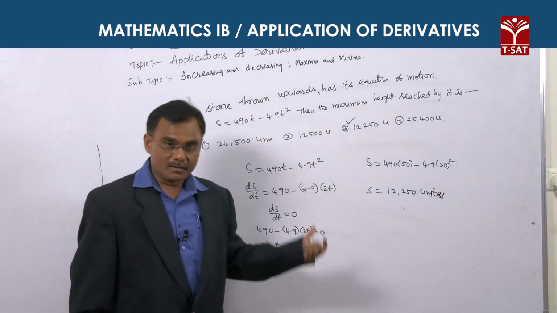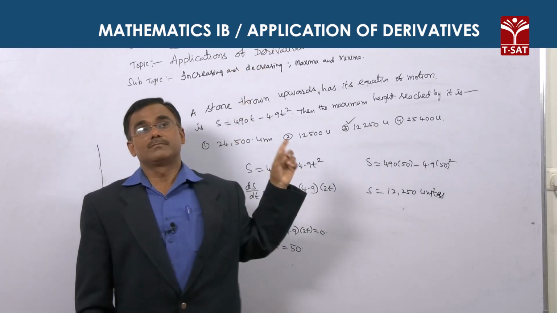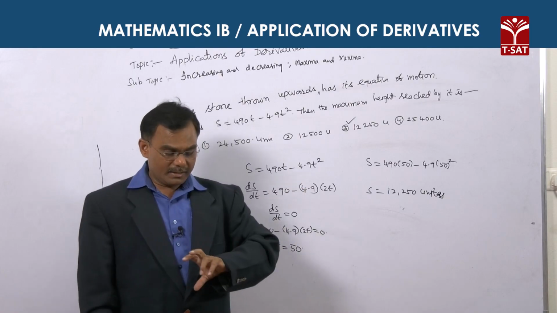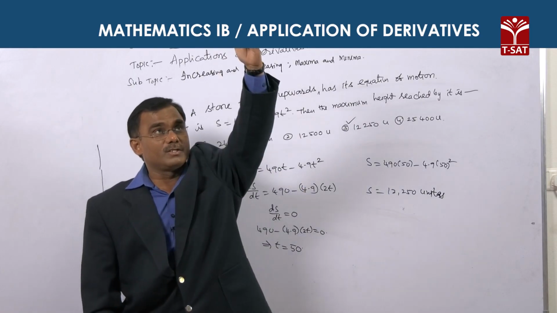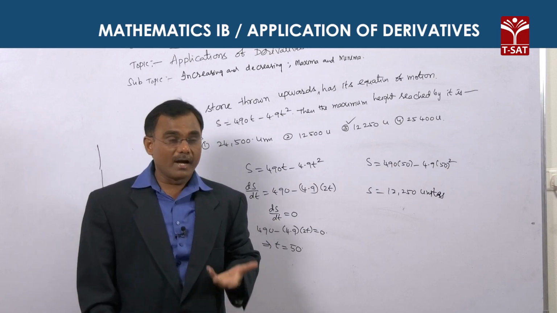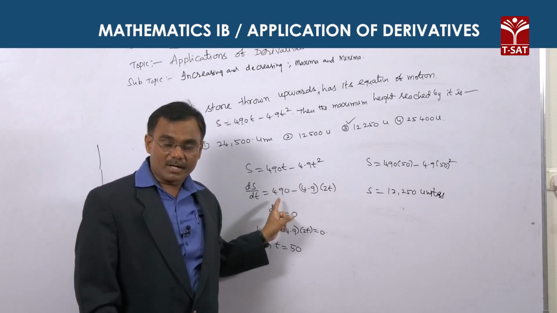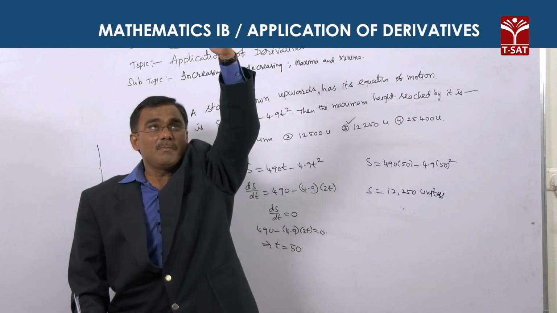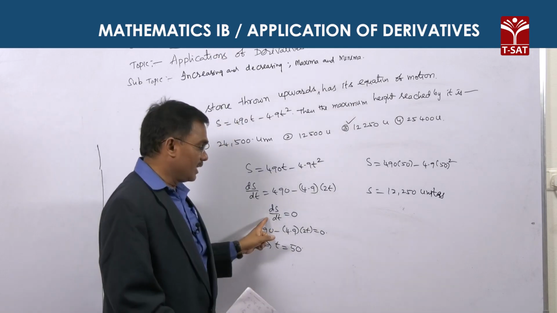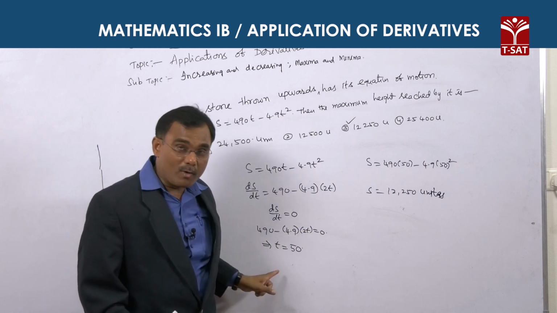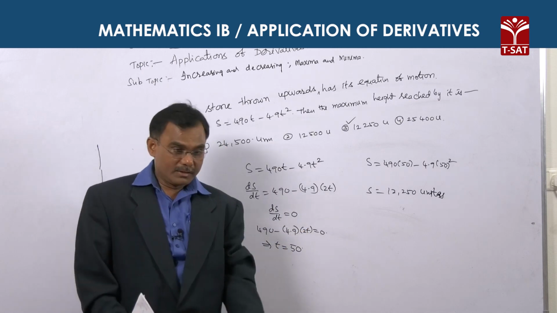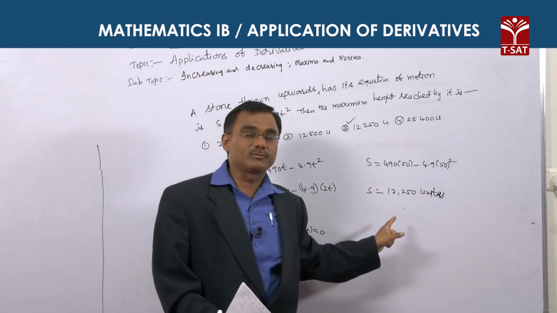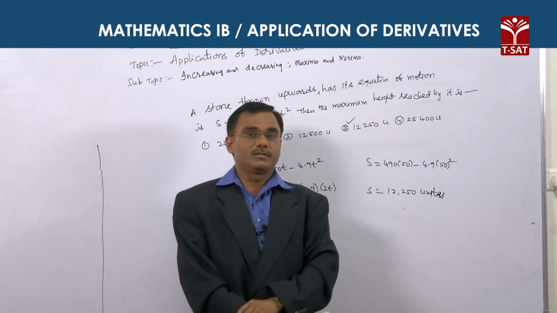So what is given? The stone is thrown upwards, and the equation of the particle's motion is given. It reaches the maximum height, so what is s? Velocity is ds/dt, and at maximum height the velocity is 0. ds/dt is equal to 0 at t equal to 50. So at t equal to 50, the maximum height is s equal to 12,250 meters.